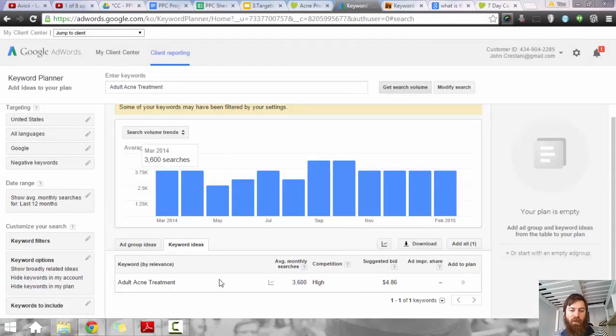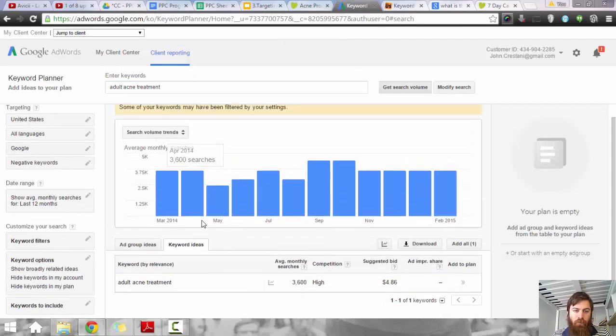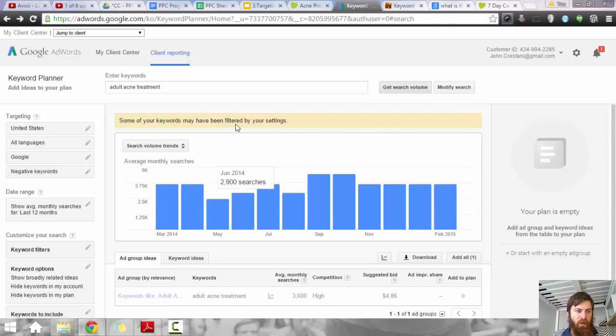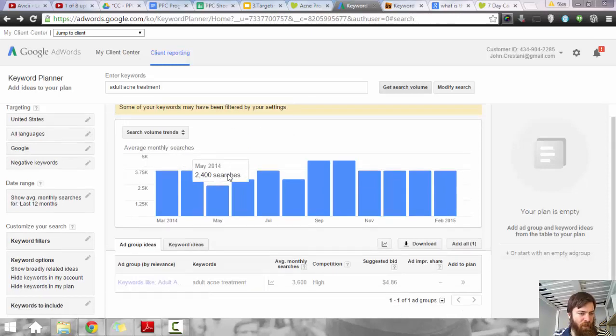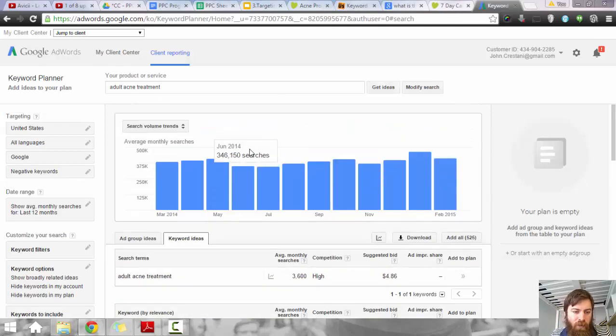There are a lot of different ways, but in this case, adult acne treatment, we know that works. So we have adult acne treatment, and I don't know why this is not working. Let's see what's going on here. Your keywords have been filtered by your settings. There we go. I just needed to reload the page.